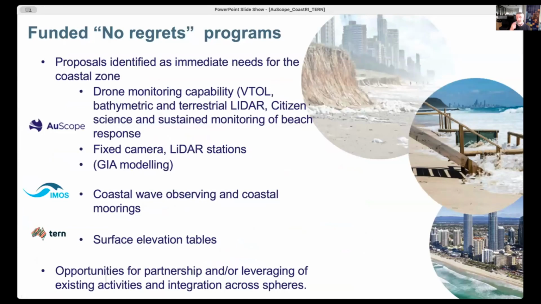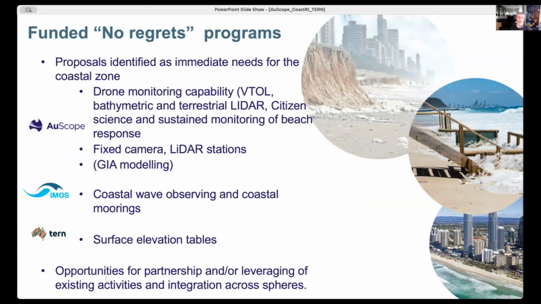We also put in some proposals for what we called no regrets funding. The no regrets funding was funding that we knew we needed before we went out for consultation, that had been on the agenda for some time and that was already driven by a strong community need. Ozscope, IMOS and TERN all put in various proposals as part of that.